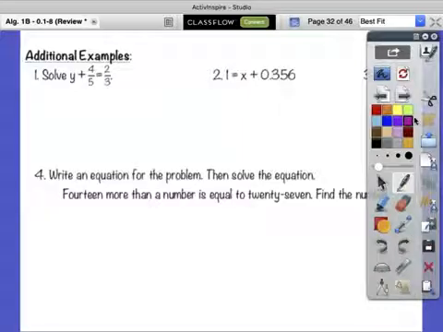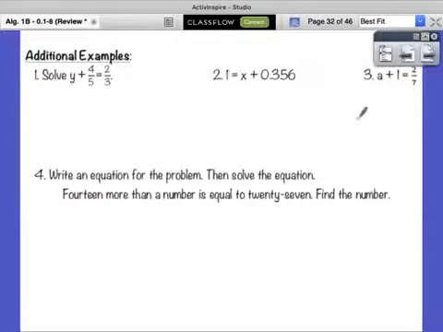What color should I pick? Light blue. Okay.